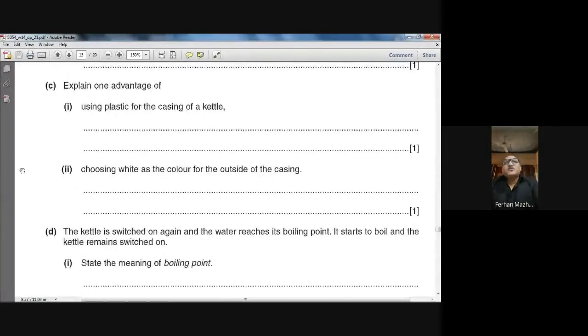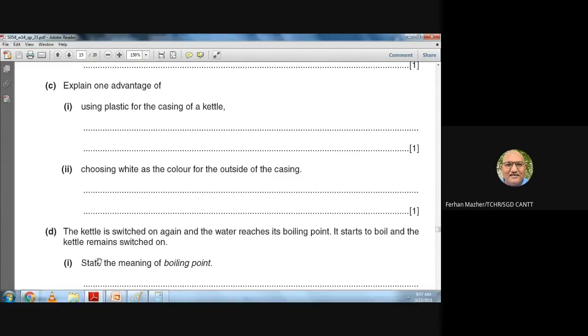Explain one advantage of using the plastic for the casing of the kettle. You see that the electric kettle has water, it has electricity in it. So if you are using a plastic casing for that electric kettle, that's a good thing, because plastic is an insulator of heat and also an insulator of electricity. So if the casing is made of plastic, the chances that you will get an electric shock reduce. And because it's also an insulator of heat, the chance that you will burn your hands by touching the kettle also reduces.